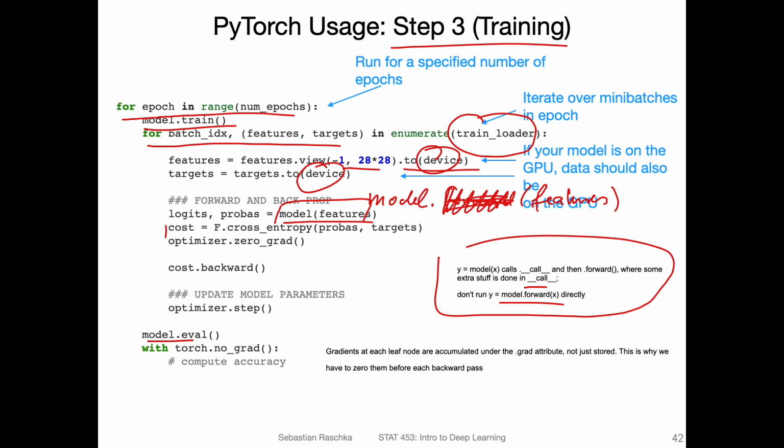Then we compute the loss, set the gradients to 0 from the previous epoch. That's something I explained in the code in the last video. Then we do the backward pass to compute the gradients, and then we update the model parameters. So that's the major part in the training loop.